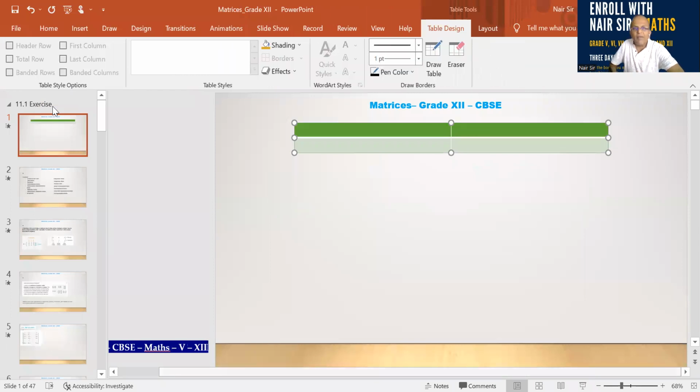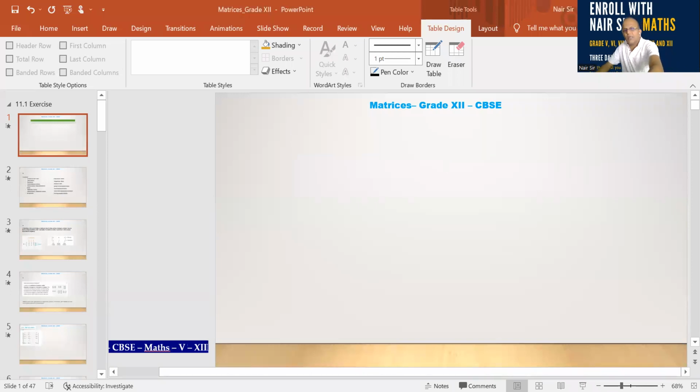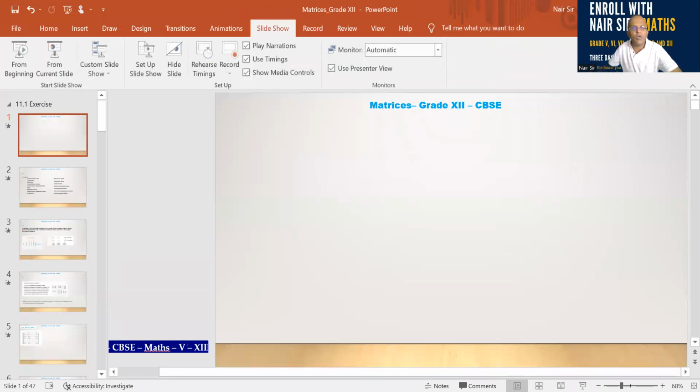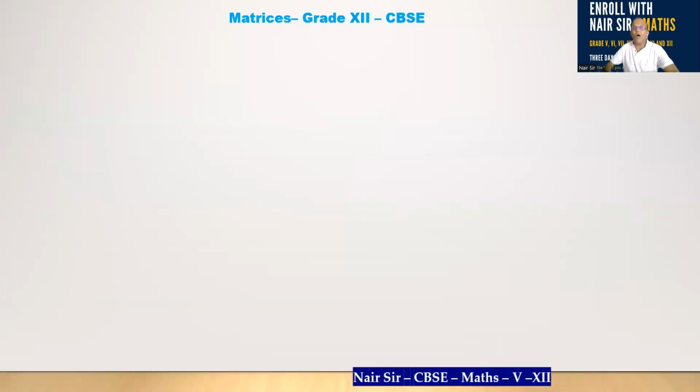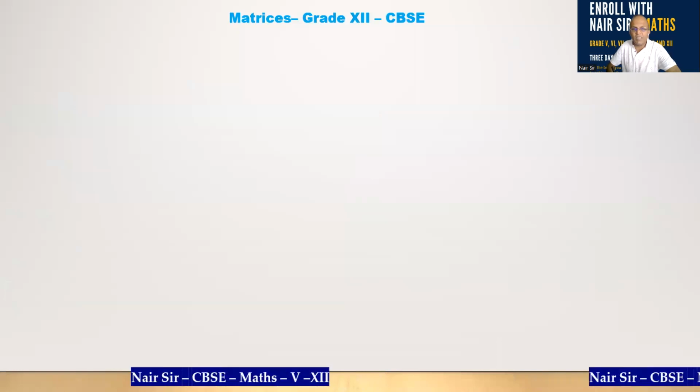What is this now? I have inserted one row, second row, one column, second column. In this lesson, you are going to learn something like this. Whenever I talk about matrices, I am going to talk about rows and columns. In this particular lesson, you are going to study matrices. There will be the order of matrices, like the one I just explained to you.